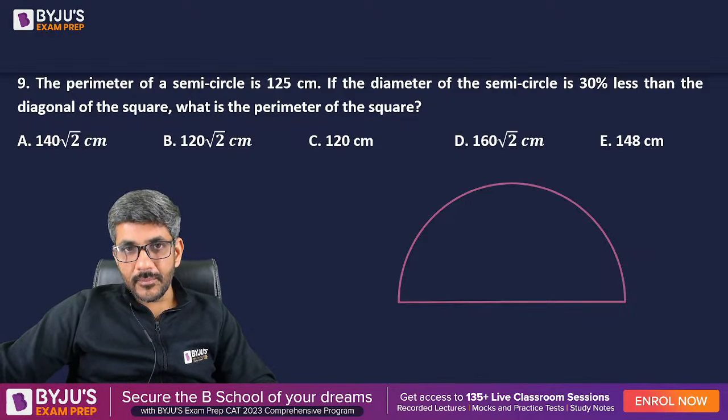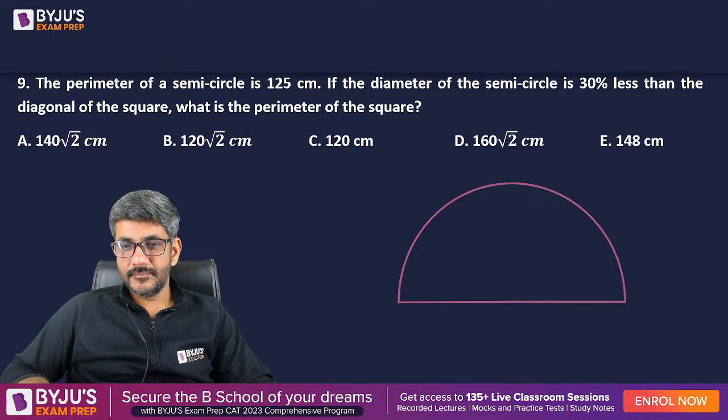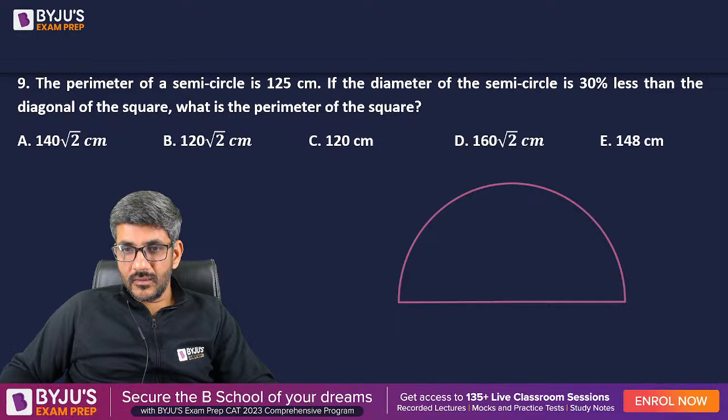Krishna says D, Abhinav says B. That's great. Yash also has got B.